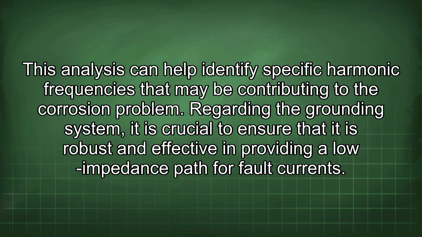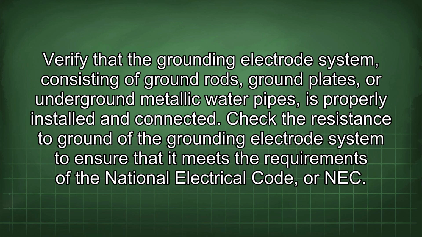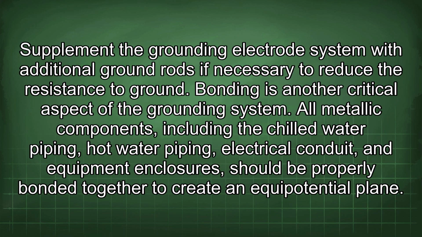Regarding the grounding system, it is crucial to ensure that it is robust and effective in providing a low impedance path for fault currents. Verify that the grounding electrode system, consisting of ground rods, ground plates, or underground metallic water pipes, is properly installed and connected. Check the resistance to ground of the grounding electrode system to ensure that it meets the requirements of the National Electrical Code, or NEC. Supplement the grounding electrode system with additional ground rods if necessary to reduce the resistance to ground.